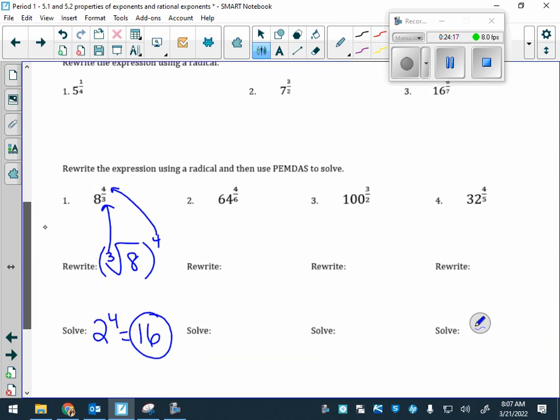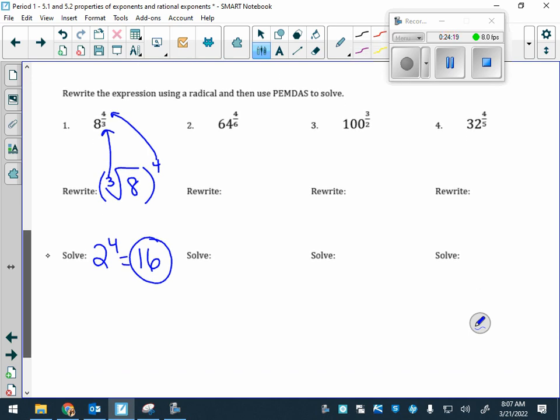Either or. Either or. I could have written this a different way. Here has parentheses. Here does not. Or that way. Okay, it means the same thing.